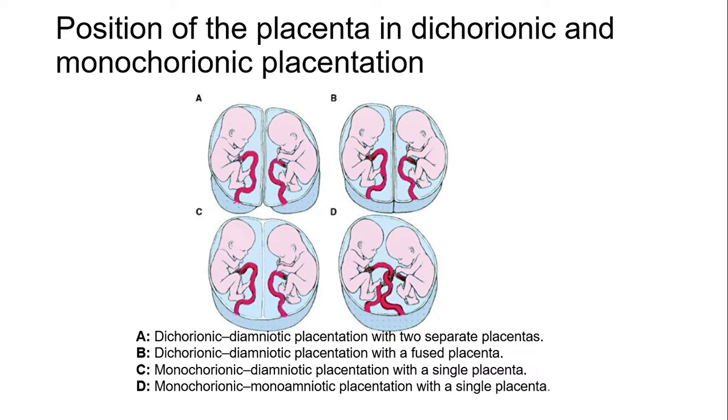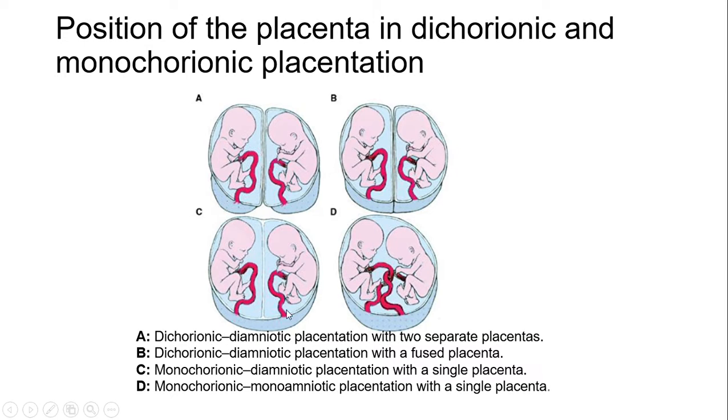In this picture you see the position of the placenta in case of dichorionic and monochorionic presentation. Again, letter A depicts dichorionic diamniotic placentation, with two absolutely separate placental locations; they are not joined. And B is the same, but the placentas are conjoined, which is okay.